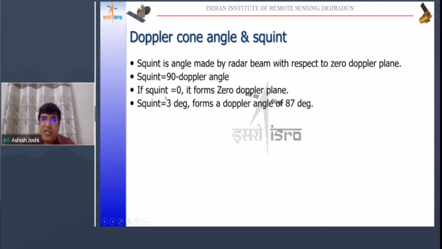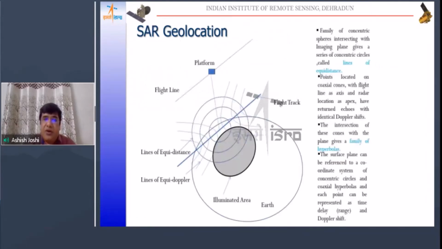Okay, if squint is zero, then we have the zero Doppler plane, or squint 3 degrees forms a Doppler angle of 87 degrees. Okay. So this is the relationship between the Doppler cone angle and the squint angle. So we have the geometry of the SAR geolocation.